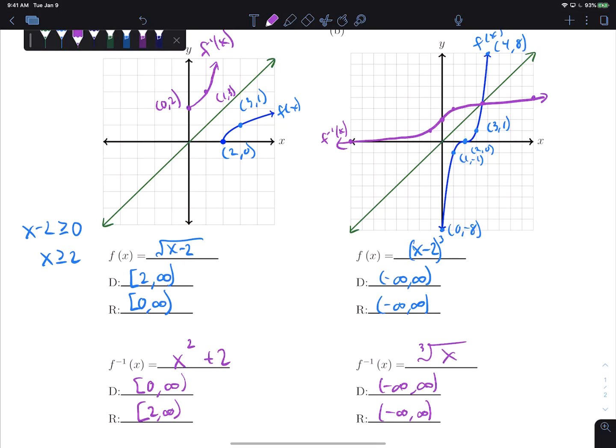Now, I'm going to put the x on the inside because notice that this is a cube root function moved up 2 units. So I'm going to, at the end, add 2, and that's going to be outside of the radical. Well, let's make it a little bit easier to read here. So cube root of x, and then plus 2 outside the radical.